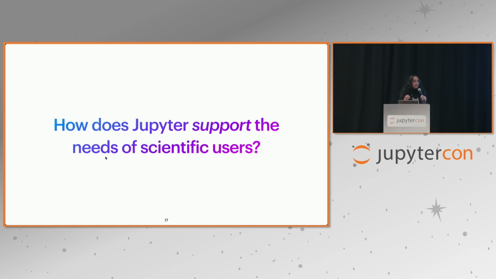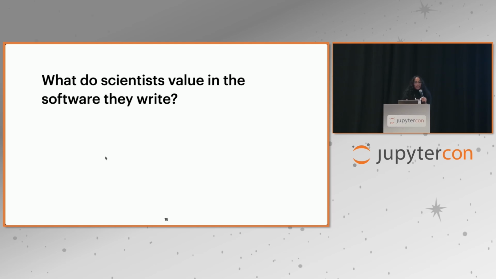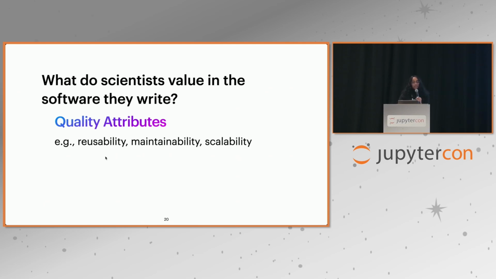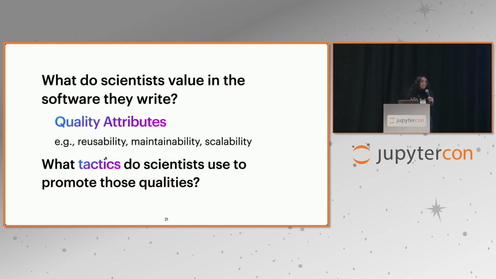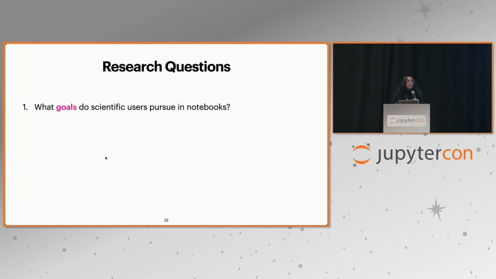And yet, Jupyter is still highly prized by scientists. So we wanted to understand, how does Jupyter support the needs of scientific users? In particular, we wanted to know what scientists value in the software they write. And in the software engineering literature, this is considered looking into quality attributes. These are attributes of software that are not directly arising from the behavioral requirements of the program, but instead other things that the writers of the software value. So some instances could be how reusable the code is, how maintainable it is, and how scalable it is. And we also wanted to know, what are the tactics that scientists use in order to promote these qualities that they value? So this resulted in 3 research questions.